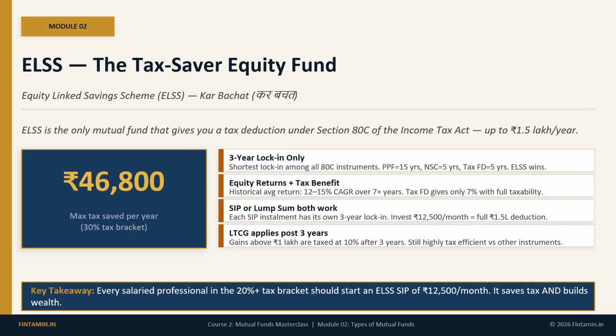Every year for as long as you invest. And here is what makes ELSS the best tax saving instrument. The lock-in is only 3 years. Compare that to PPF at 15 years, tax-saving FD at 5 years, and NSC at 5 years. ELSS wins on lock-in period.